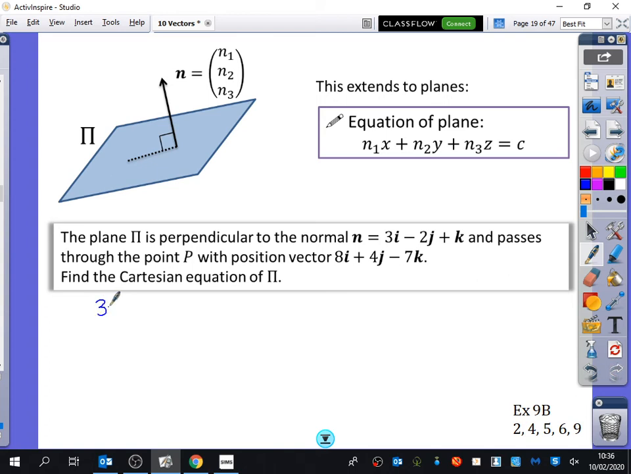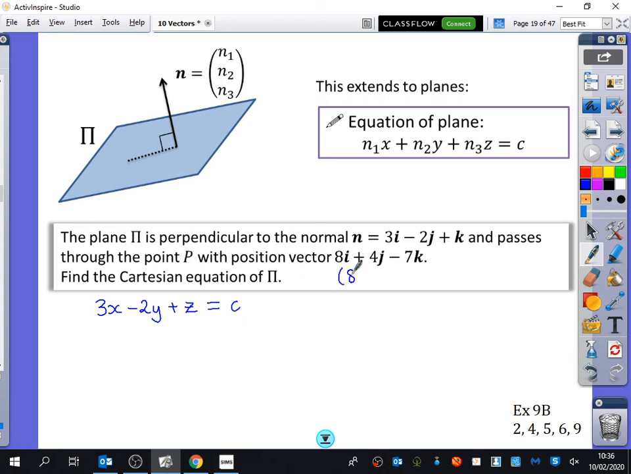So for the normal that we've got here, we think we're going to have that the equation of the plane will be 3x minus 2y plus z, because of the 3, minus 2, 1. And we think that that is going to be equal to some constant, c. Why is it k? Why is it what, sorry? K. No, 3i, j, k. Okay, it's i, j, and k. I'll get mixed up with z. Sorry, yes.